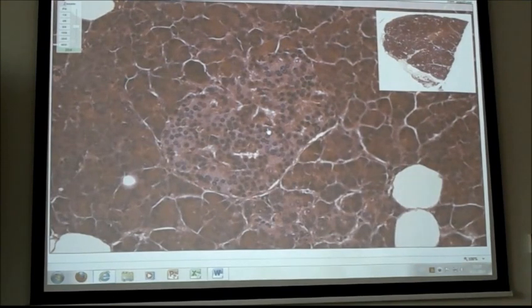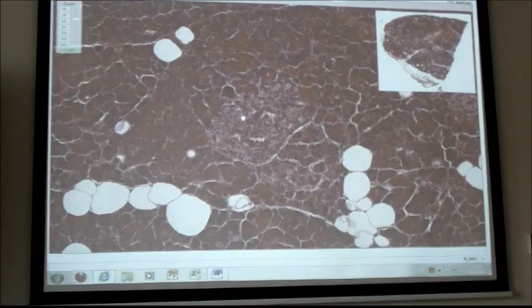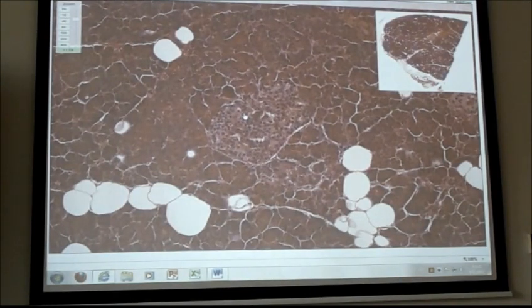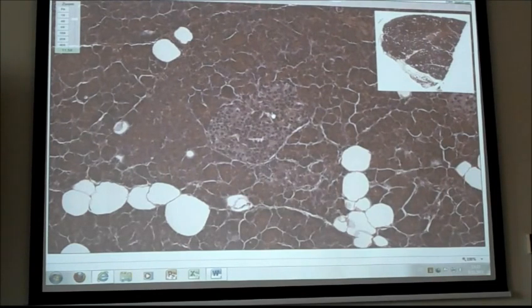These are not ducts. Nobody will mistake this for a duct. This is called the islet of Langerhans. Again, the islet of Langerhans is the endocrine portion of the pancreas. They have different cells, the alpha and beta cells, and more other cells as well. Their function, as I said before, is to secrete insulin, glucagon, and other types of hormones.